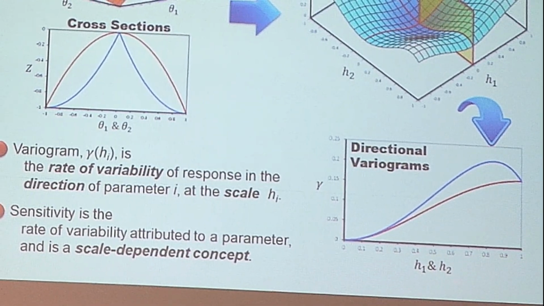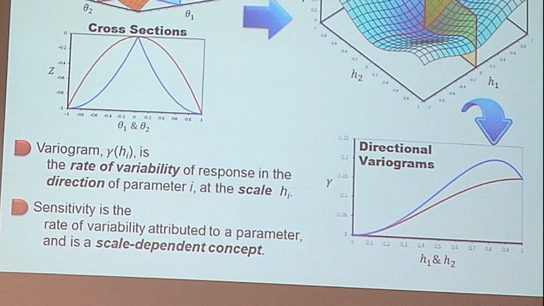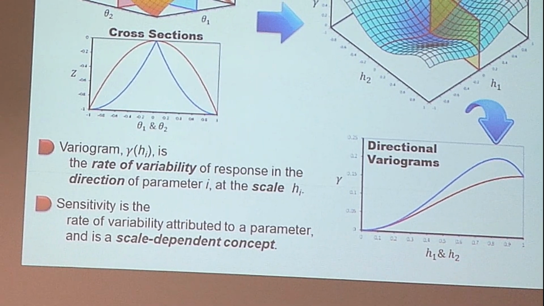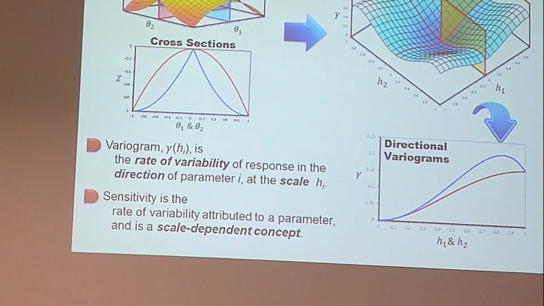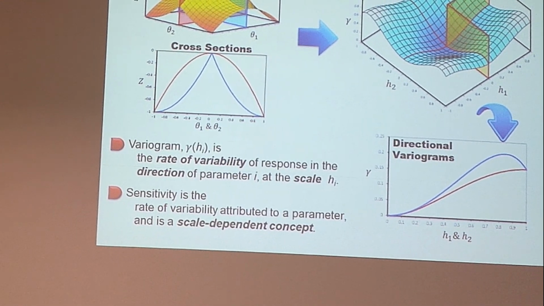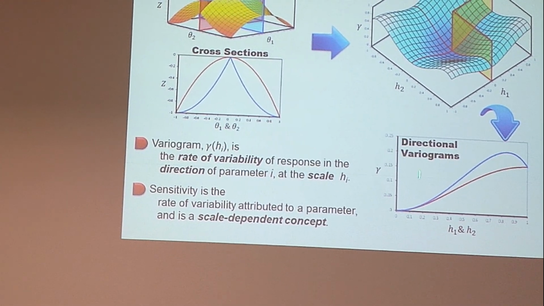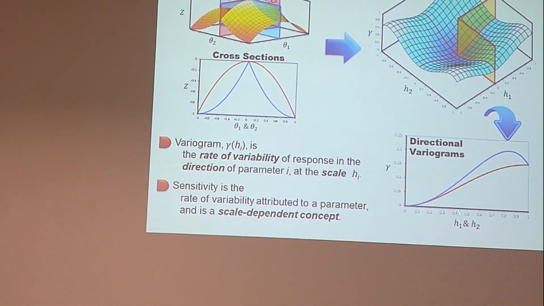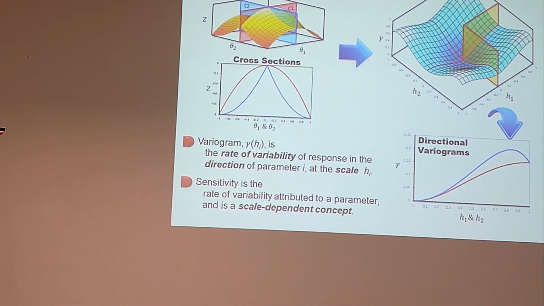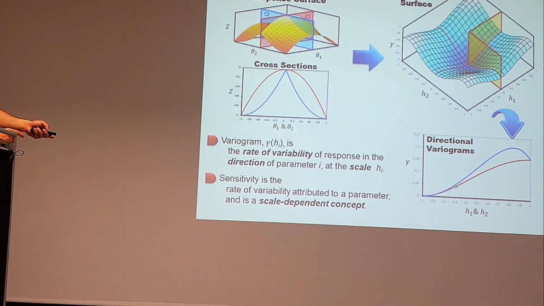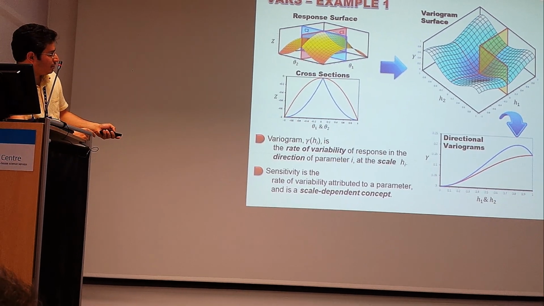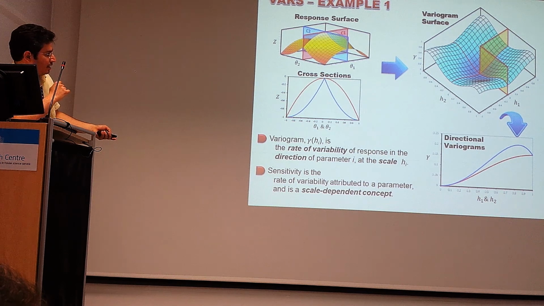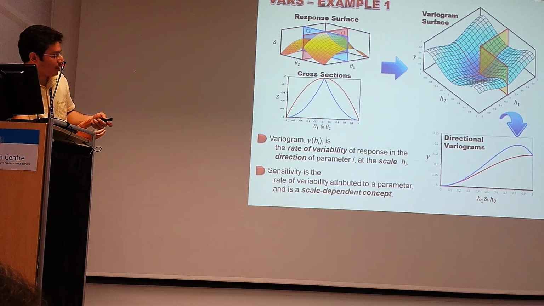So how do we interpret this in terms of sensitivity? It all boils down to the definition of variograms, which is the rate of variability of the response in the direction of parameter i at the scale of h. And the fact that this rate of variability is changing for different scale values tells me that sensitivity is a scale-dependent concept.